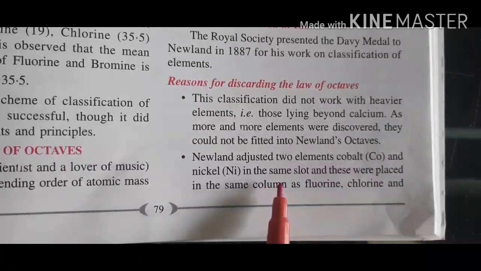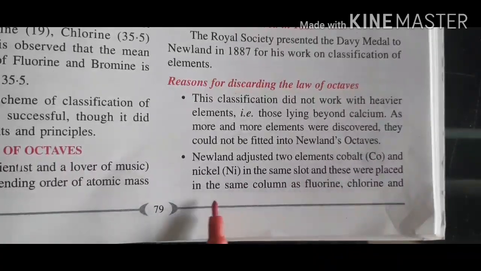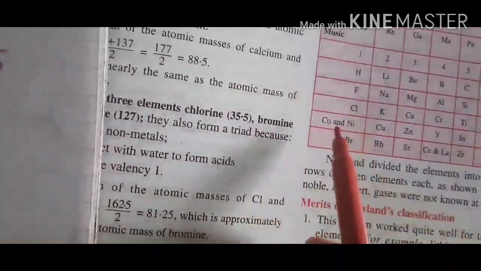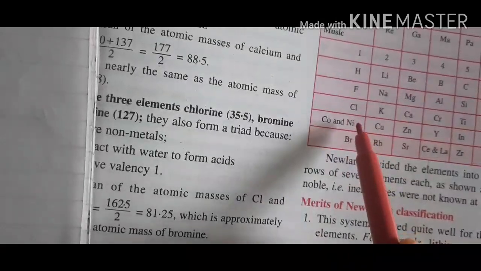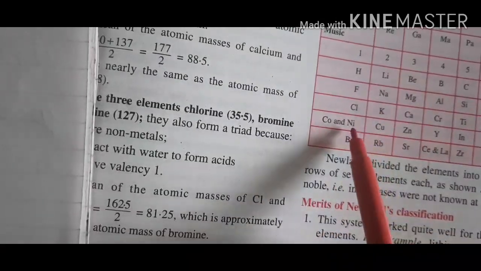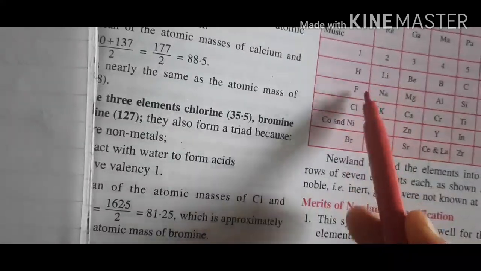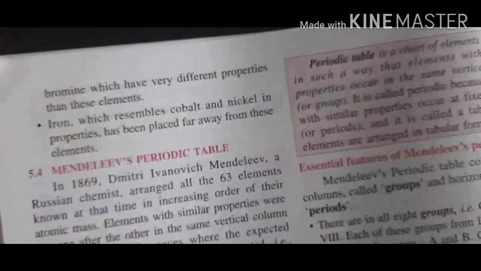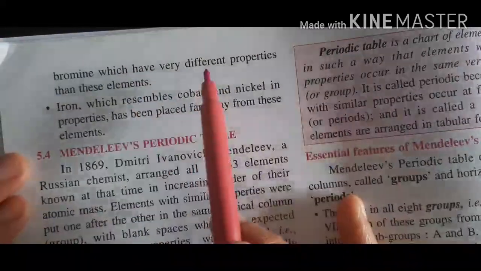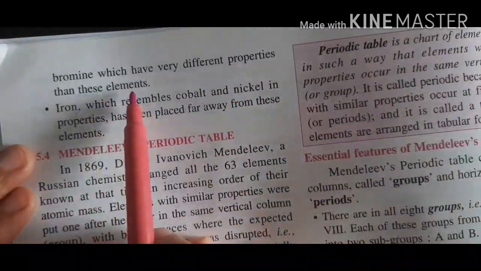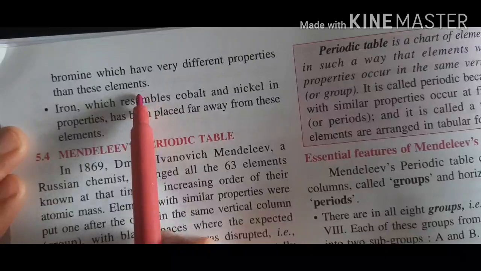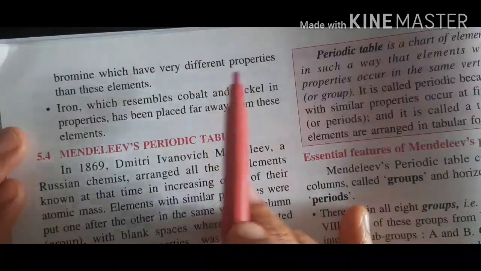Cobalt and nickel were placed in the same slot, and this was placed in the same column as fluorine. You can see that he put cobalt and nickel below calcium. How is it possible? The cobalt and nickel properties are different, and the hydrogen, fluorine and chlorine properties are different. Because of that, bromine has very different properties from these elements. So here it failed. Cobalt and nickel cannot come in a group with chlorine and fluorine, because the properties are very different.